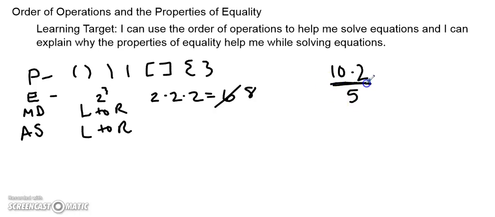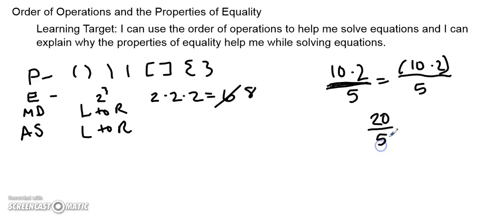Okay. Fraction bars are really just undone division problems. So this bar actually means to divide. The entire fraction bar goes across the 10 and the 2, which really means I could rewrite it as 10 times 2 in parentheses divided by 5. So because I have some parentheses there, it says to start here. So I have to figure out what 10 times 2 is. That's 20. And then I divide 20 by 5, and I get 4.